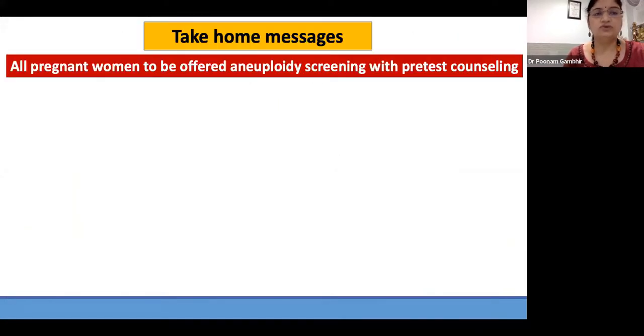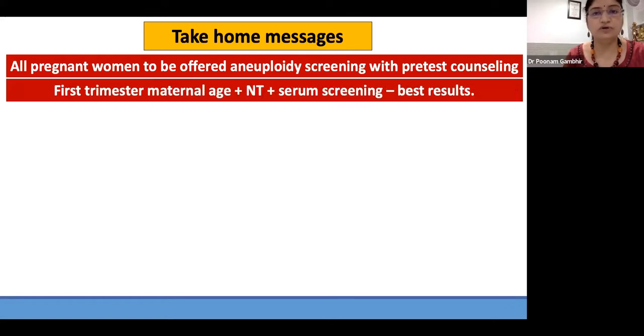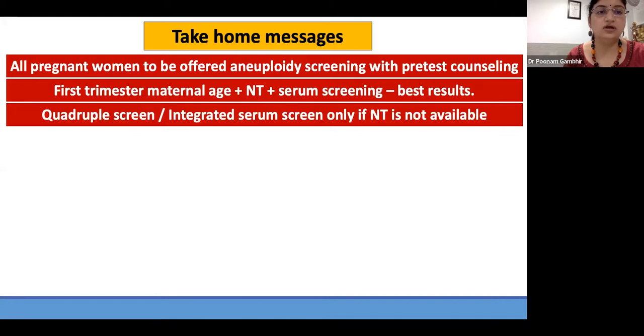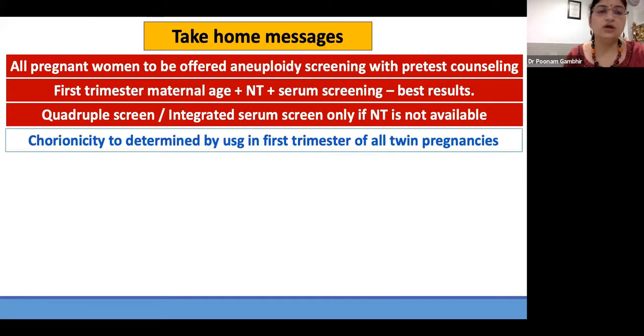So the take-home message from all this is that pregnant women, regardless of their age, should be offered aneuploidy screening with pre-test counseling. First trimester maternal age along with NT and serum screening gives the best result. Quadruple screen or integrated screen is to be offered if either NT is not available or the patient has contacted you late in the pregnancy.